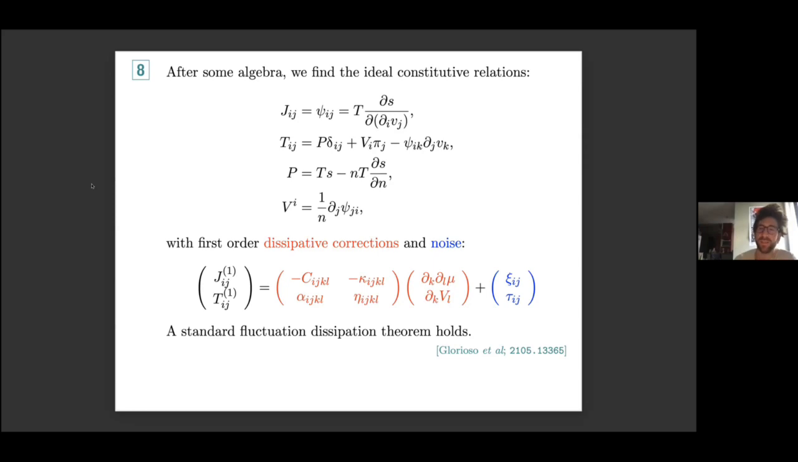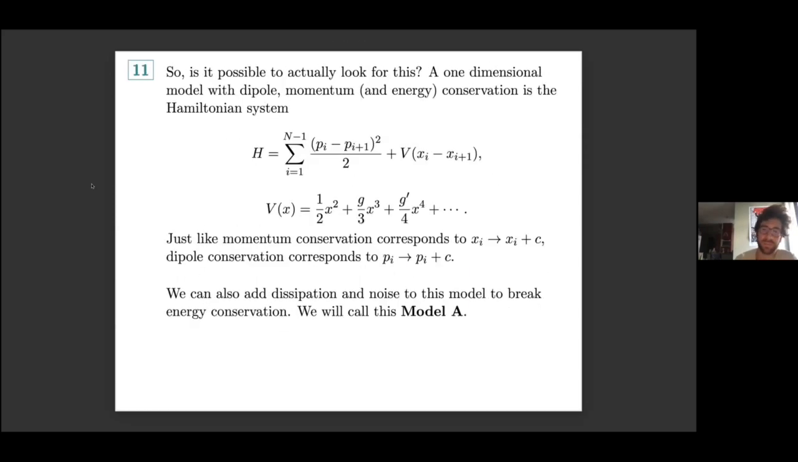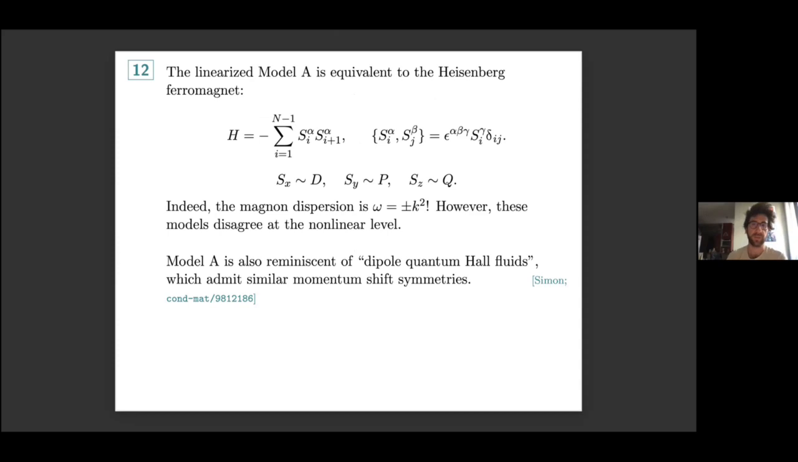So model A is the classical Heisenberg chain, right? Not quite. At the nonlinear level, they do differ in important ways. But what are the physical consequences for the transport in this model? Can you still claim that there is a quasi-conserved dipole, and therefore some transient between two different dipole transports?